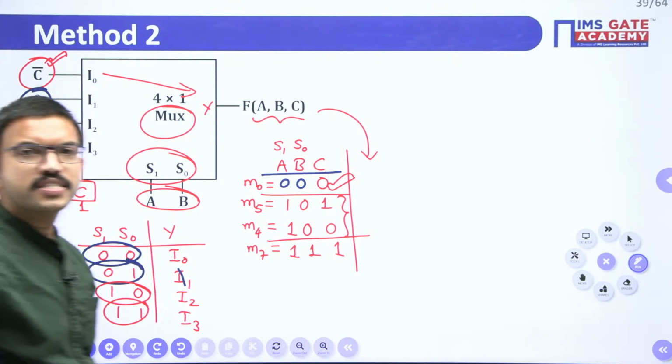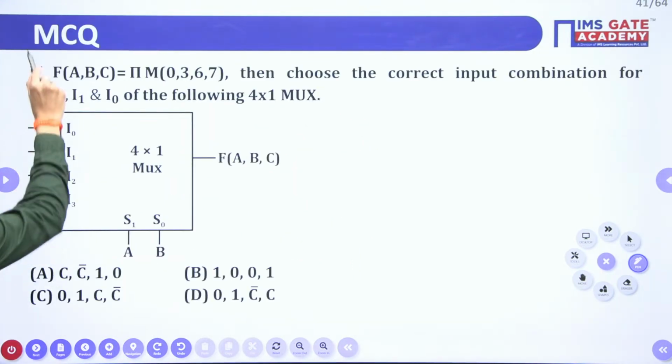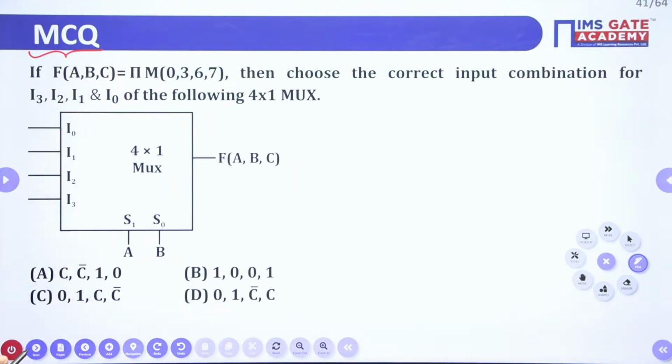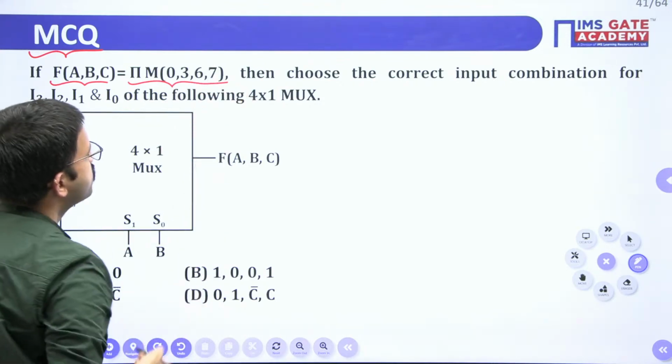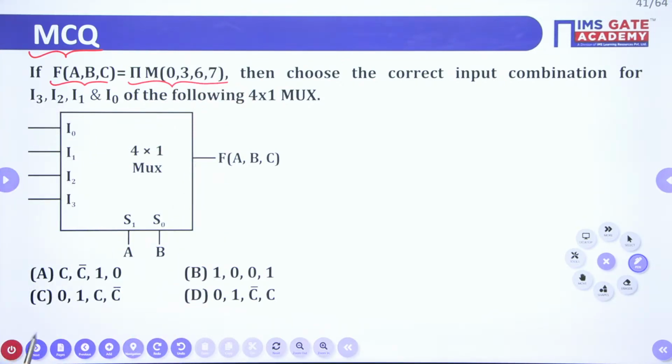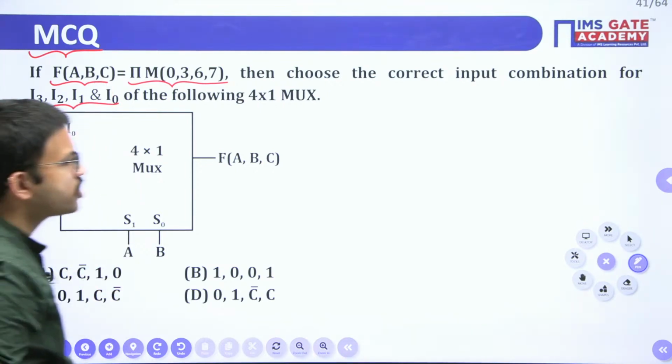Okay, I hope it is clear for everyone. Next question, which is MCQ, that means only one option will be correct. They have given the output function as pi capital M. Now they are asking regarding the input combination.